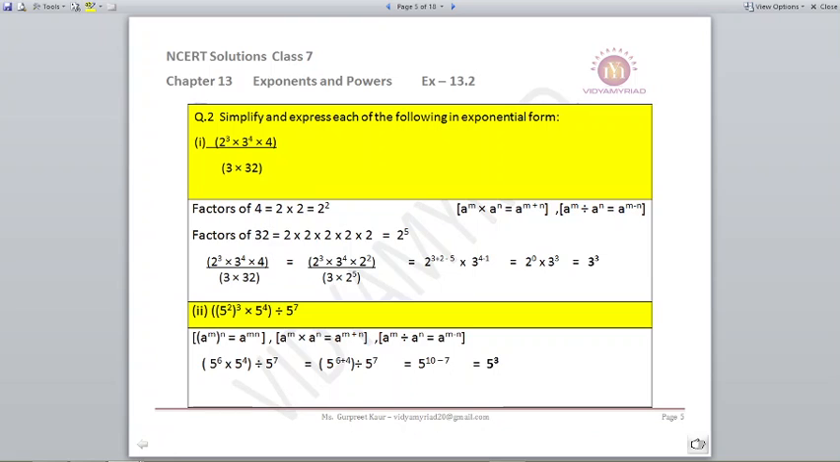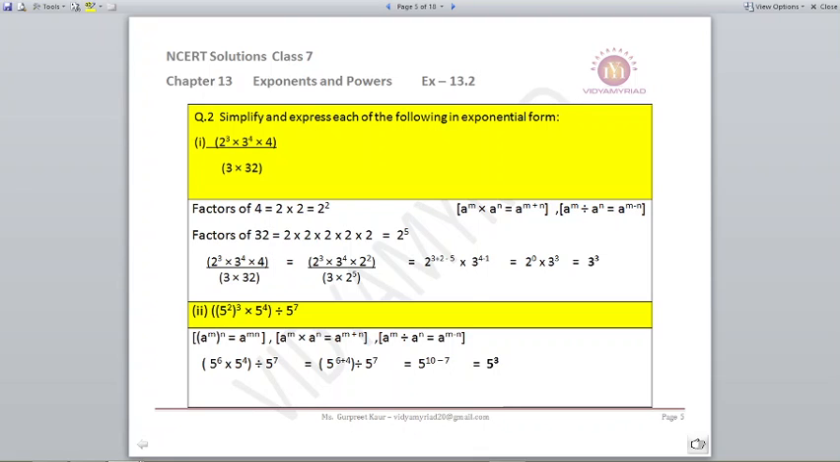Now we will replace 4 and 32 with the power form, and then we will apply the exponents rule. Now it becomes 2 raised to power 3 multiplied by 3 raised to power 4 multiplied by 2 raised to power 2 divided by 3 multiplied by 2 raised to power 5. Now here, since it is in a fraction form, we will write in one line by using the exponents rule. In the case of multiplication, we will add the powers. In the case of division, we will subtract the powers.